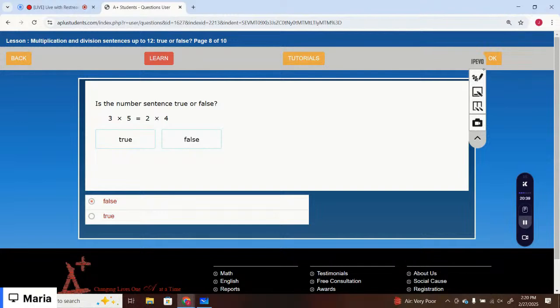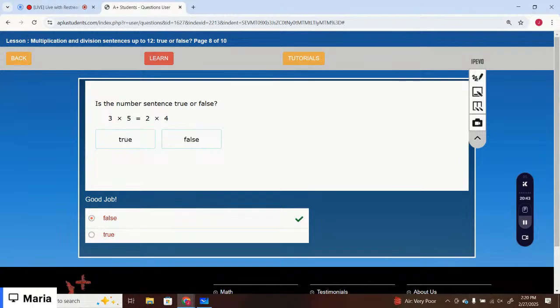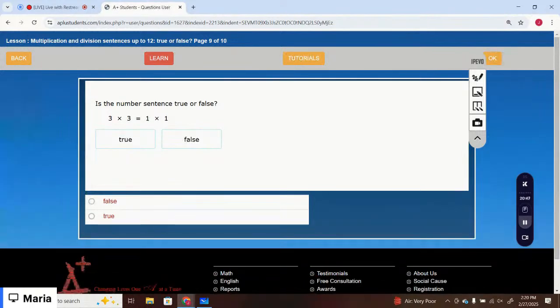False it is. Option number 1 is the correct option. Is the number sentence true or false? 3 times 3 is 9 and 1 times 1 is 1. So that is false. Option number 1 is the correct option.